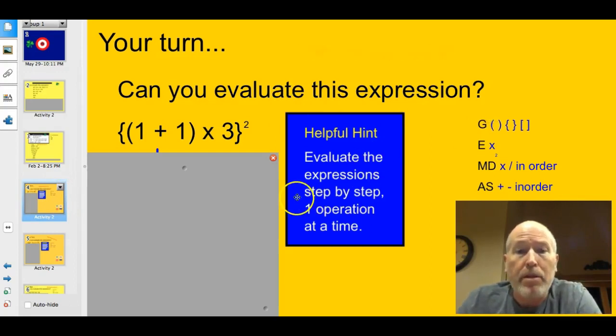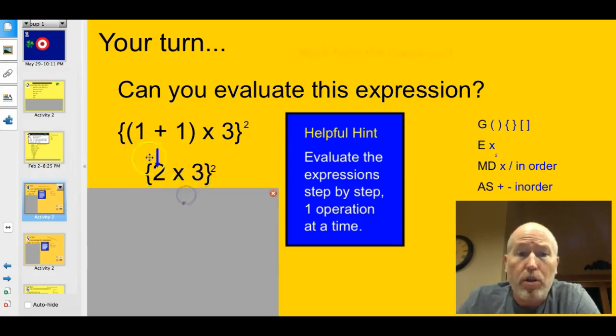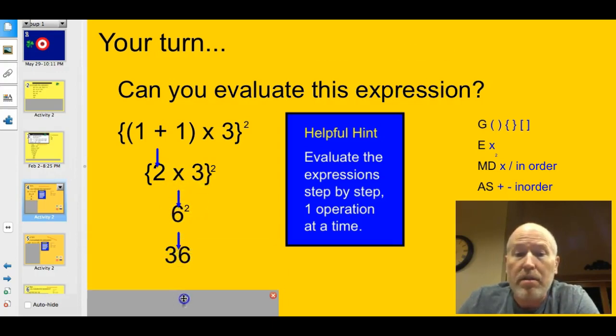All right. Did you work from the inside out? Did you remember to use GMDAS? All right, if you did, you worked from the inner parentheses. 1 plus 1 was 2. And then you did 2 times 3, which was 6. And all you had to do was square the 6 to get 36. Bet you got that one right.